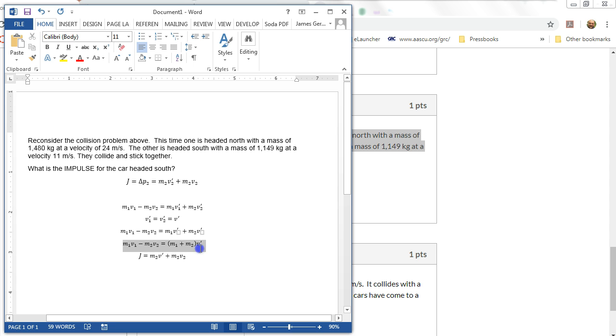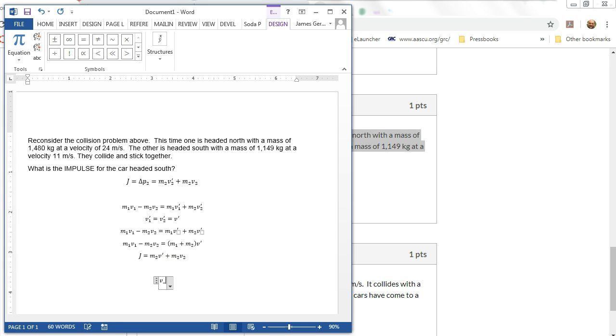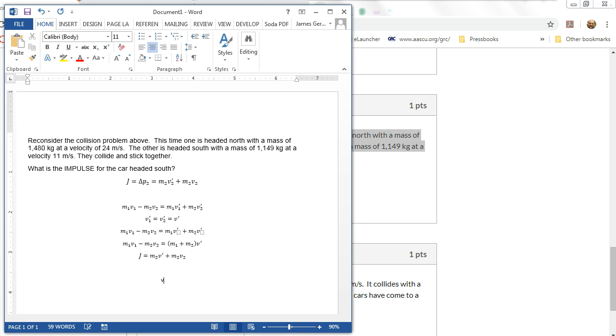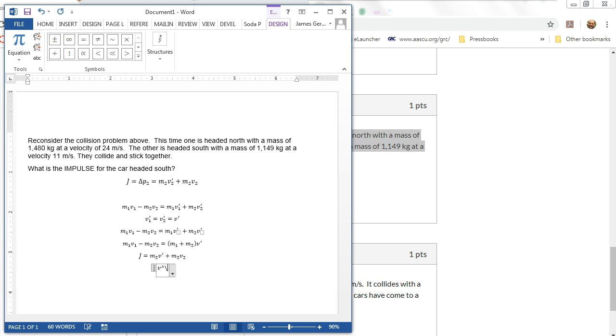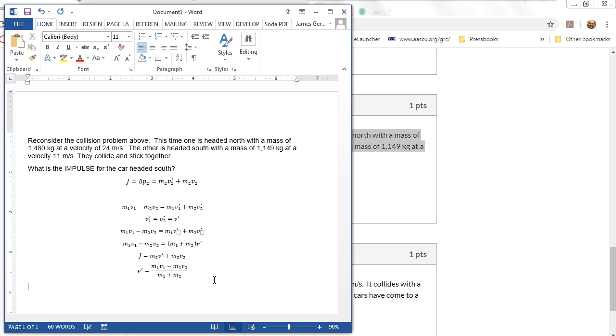Well, if we look at this equation, the only thing we don't know in that equation is v prime. So let's solve for v prime. v prime is m1 v1 minus m2 v2 all divided by m1 plus m2. All right? That's v prime.